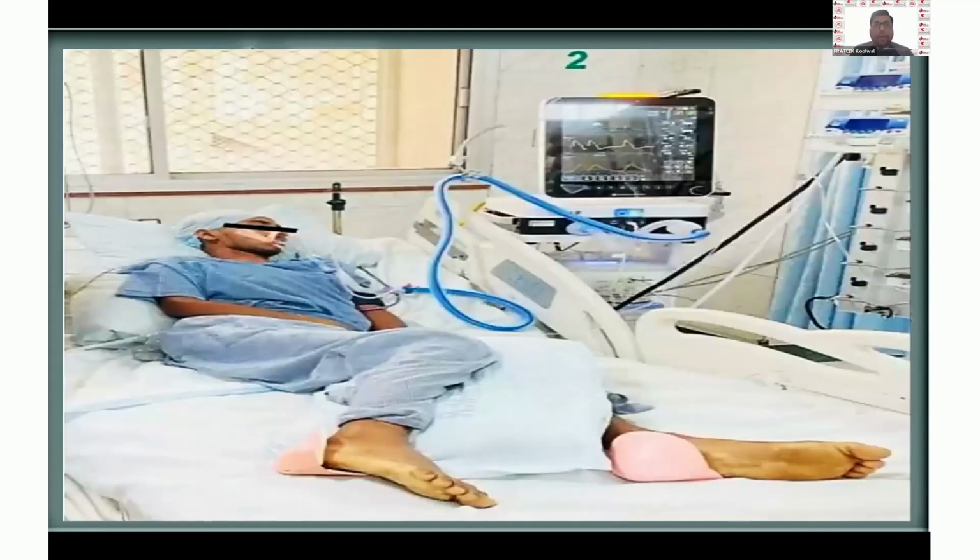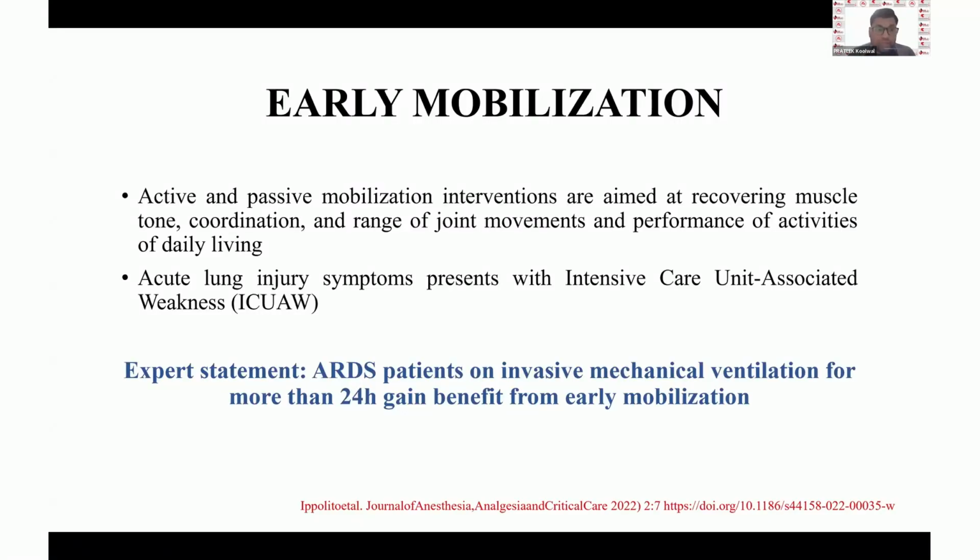So this is an example of how you keep your patient on a ventilator, how you avoid the pressure injuries, and how these can be done. So early mobilization, active and passive mobilization interventions are aimed at recovering muscle tone, coordination, and range of joint movements. Because if you do not do early mobilization, it causes stiffness of the joints and also pressure injuries.